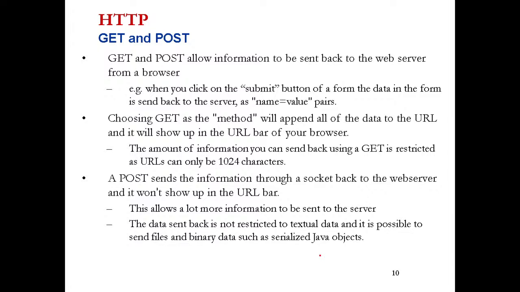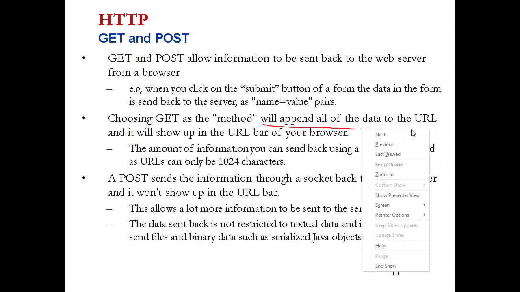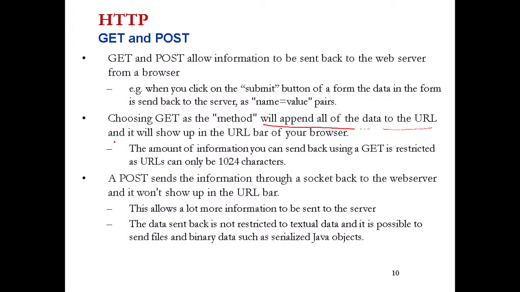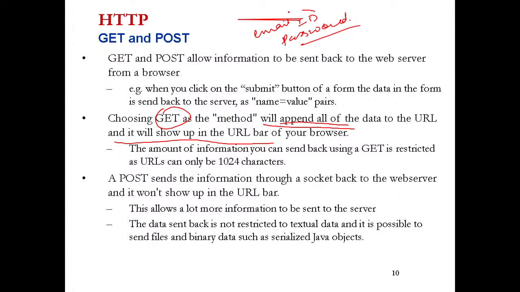So there is a difference between get and post. If you are sending any sensitive data to the server, we never use the get method because this is a drawback of the get method. What is the drawback of the get method? That it will append all data to the URL. So if we use the get method for my email ID and password request, it will append all the data, my email ID and my password, in the URL, and it will be visible to everybody. So we never use the get method here.